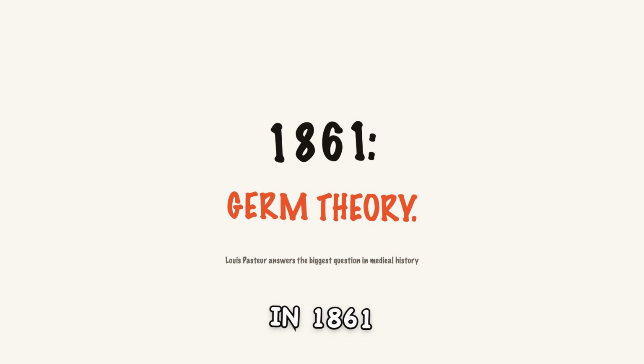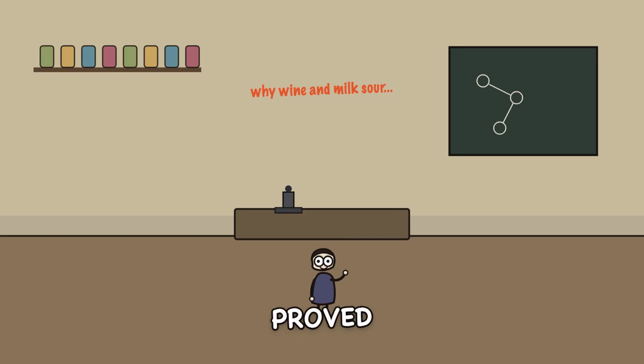In 1861, the French scientist Louis Pasteur published germ theory, and it answered the single biggest question in the entire history of medicine: what actually causes disease? Investigating why wine and milk soured, Pasteur proved that microorganisms, invisible living things too small to see without a microscope, caused fermentation and decay, and, crucially, that these same tiny organisms could cause disease in the human body too.